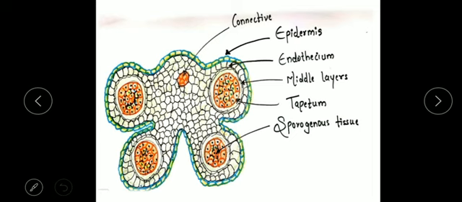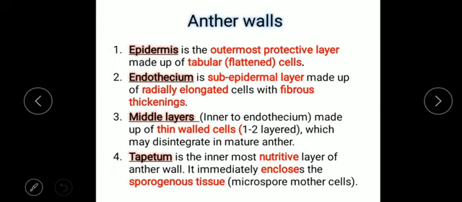Here you can see the epidermis, endothecium, middle layer, tapetum and sporogenous tissue. These are the different parts of the matured anther. Let us see all those layers and their functions. Coming to the anther wall, the outermost layer is known as the epidermis. As I have told you, epidermis means outermost layer, so definitely it helps the entire anther for protection. The cell type is flattened; they are not spherical or globular, they are slightly flattened cells.